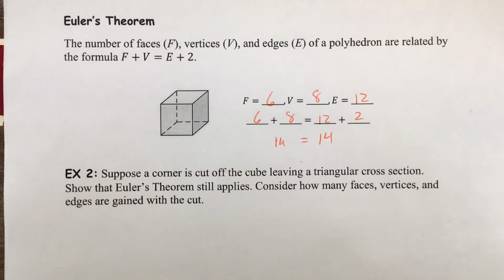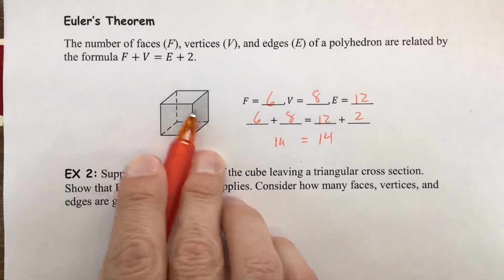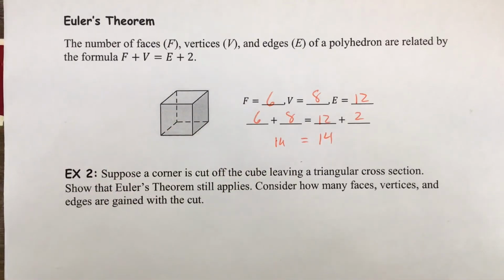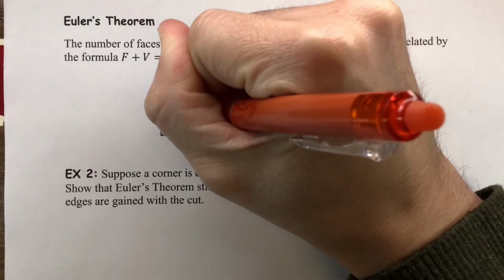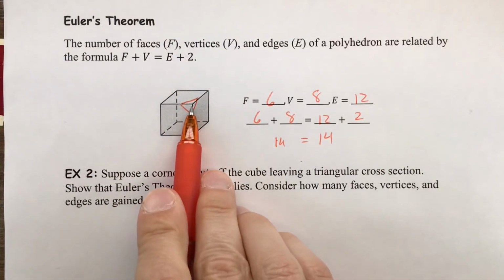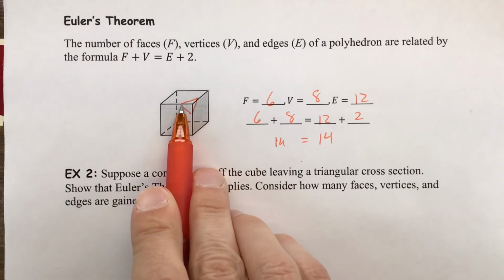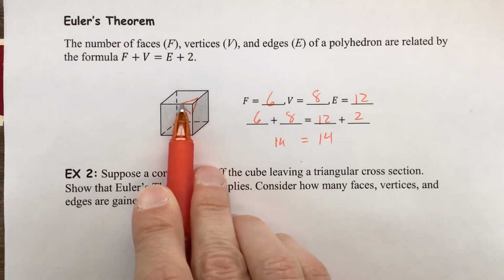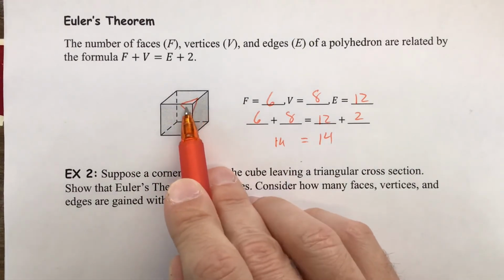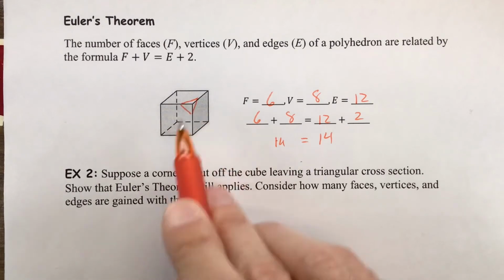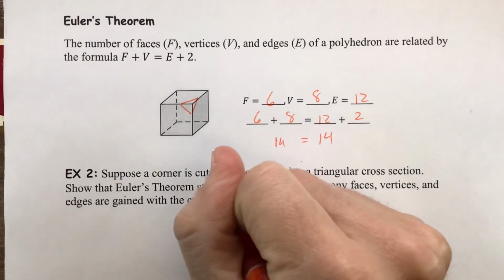All right, for example 2, suppose that we cut a corner off of the cube. Suppose that we just slice off a corner right there. That'll leave a triangular cross-section. Show that Euler's theorem still applies. If we were to cut this off right here, you would lose that vertex there, but you would gain 1, 2, 3. So you'd lose 1, but you'd gain 3. In addition to that, you would end up gaining 1, 2, 3 edges and 1 extra face that would be there.